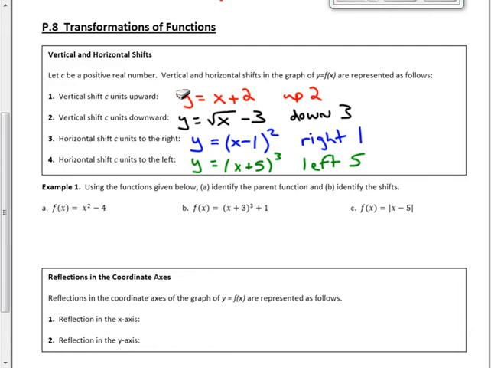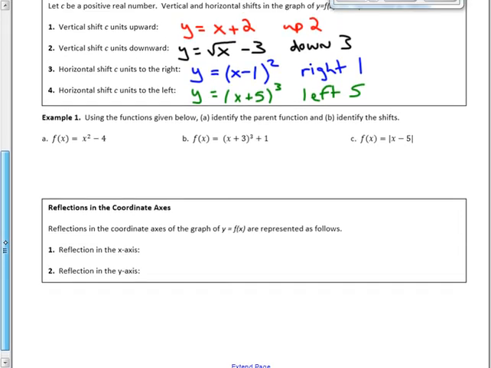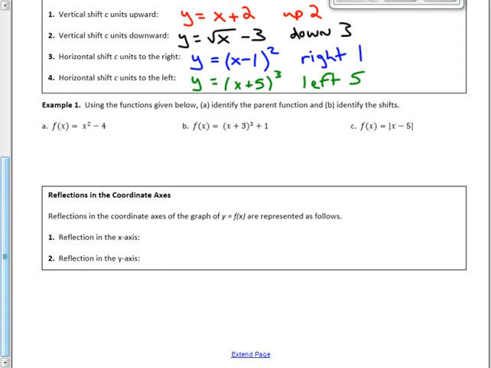So as we continue with this example, things that we want to be able to do are identify the parent function and identify the shifts. Well, in A, here's the parent function. The parent function is an x squared. So part A, the parent function is quadratic. Part B, I want to know what did I do with that quadratic? Well, I have a minus 4 on the outside of that squared. So minus 4 on the outside, I moved it down 4.